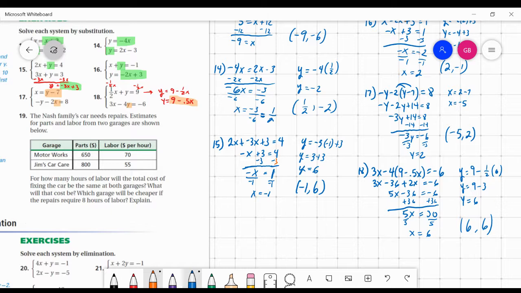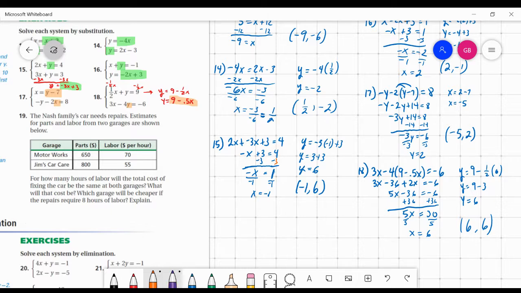For how many hours of labor will the total cost of fixing the car be the same for both garages? What would be the costs? Which garage would be cheaper if the repairs require 8 hours of labor? Explain. Okay, so first let's figure out the equations.